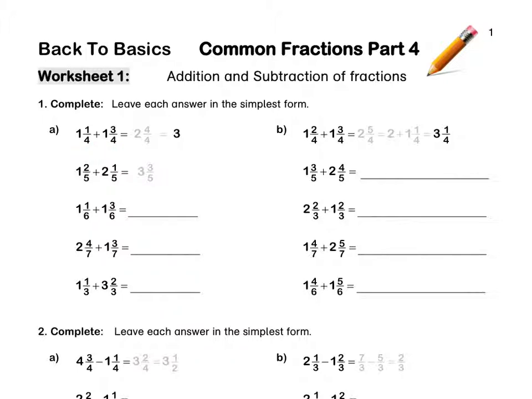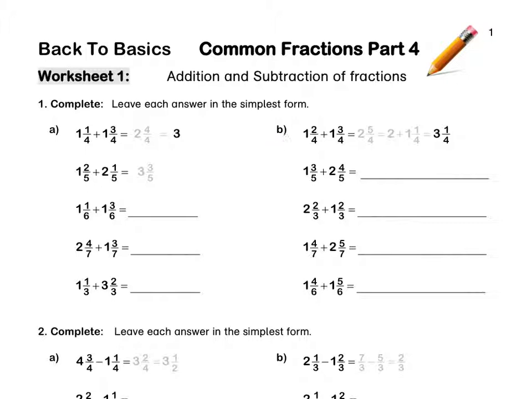1 plus 1 is 2. 1/4 plus 3/4 is 4/4. Therefore, we have 3 wholes. The next question, 1 plus 2 is 3 wholes, and 2/5 plus 1/5 is 3/5.